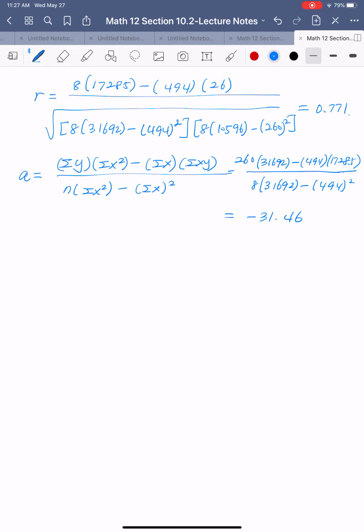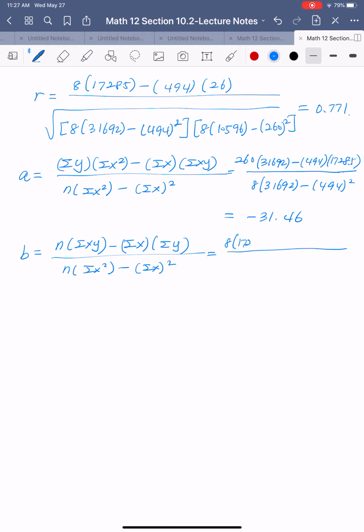And then the b is n times sigma xy minus sigma x times sigma y, over n times sigma x squared minus sigma x quantity squared, and plug it in. 8 times 17,285 subtract 494 times 260, over 8 times 31,692 subtract 494 squared, which comes out as 1.036.